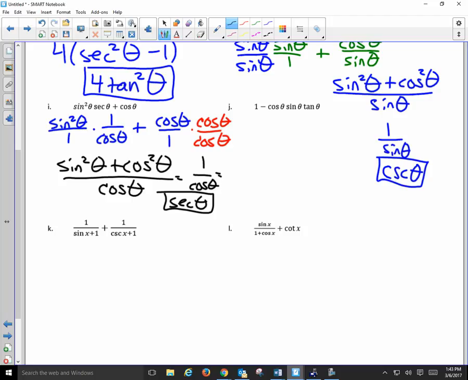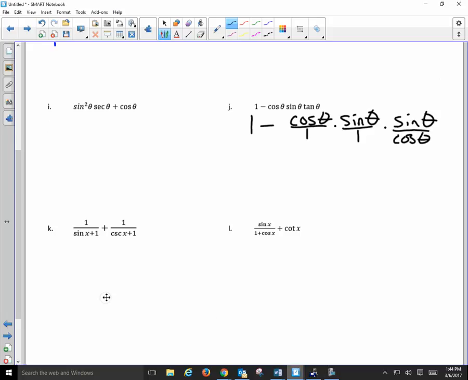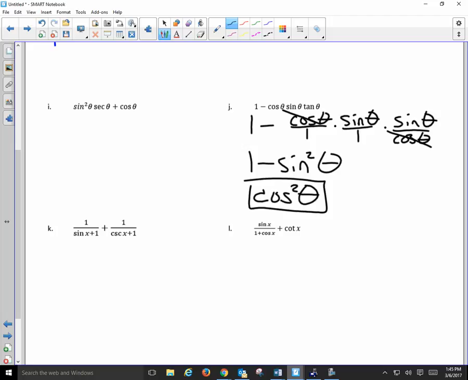I think you should try J on your own. Go. Okay, I rewrite it like this. And I get 1 minus sine squared. What is 1 minus sine squared? That's all there is to it. So your cosines cancel.